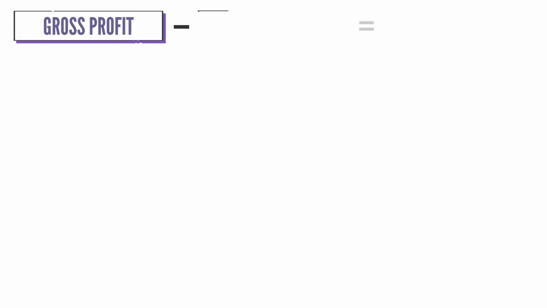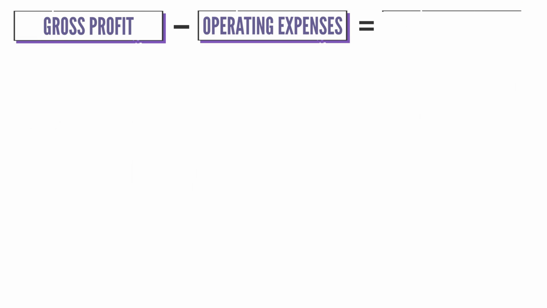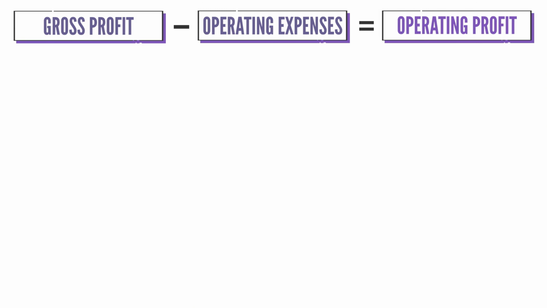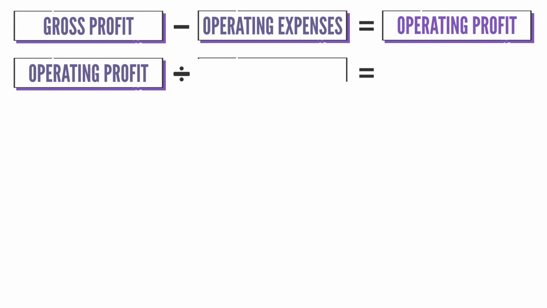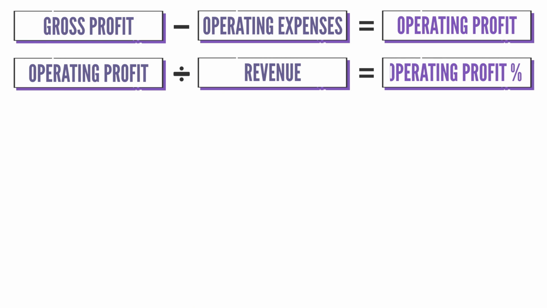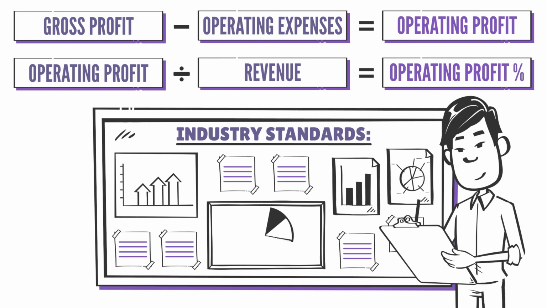When you deduct all operating expenses from your gross profit, you're left with operating profit. Dividing your operating profit by revenue gives you your operating profit margin, another handy number to compare against industry standards.